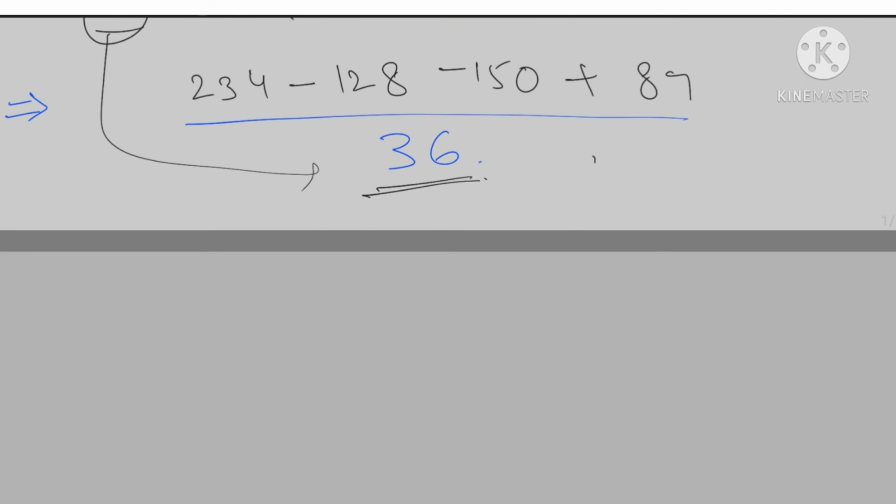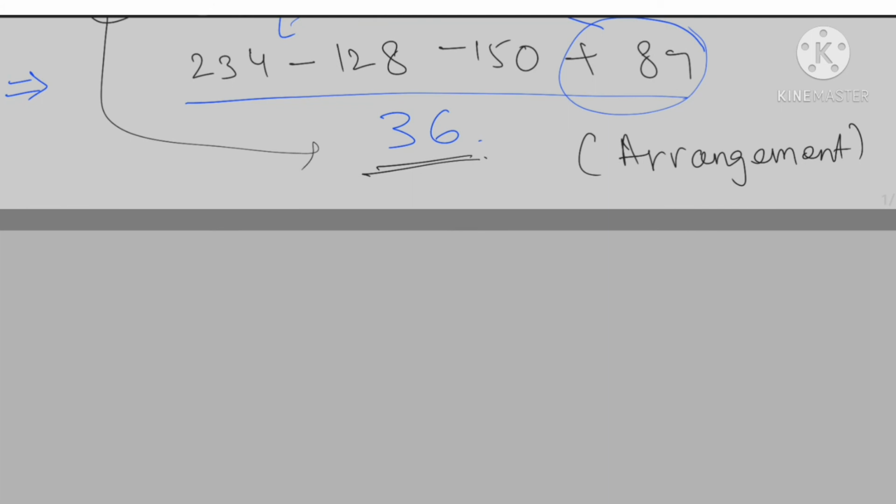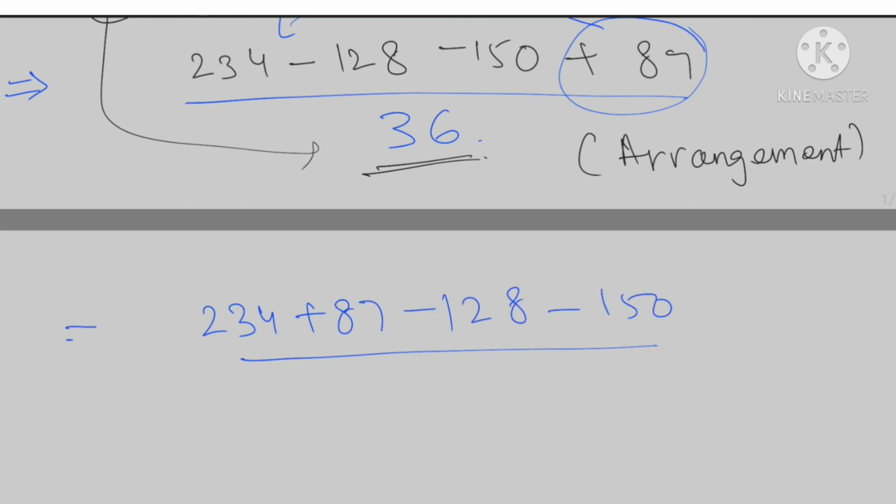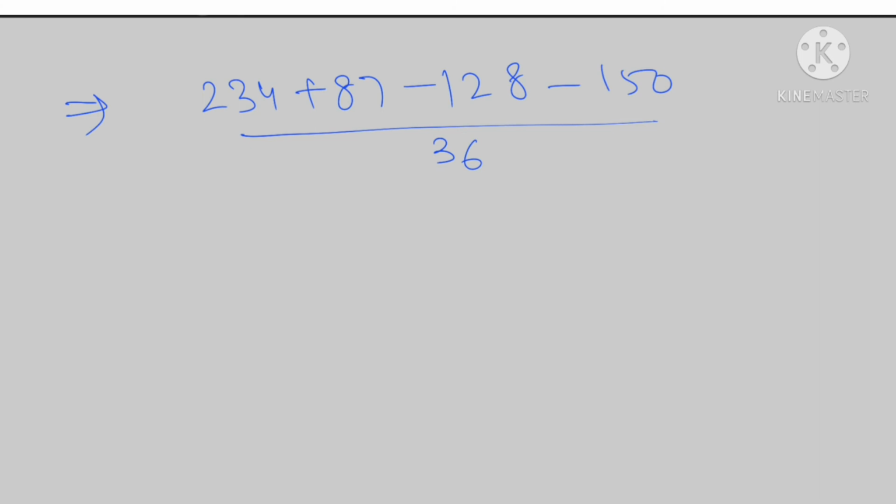Now over here we'll do some arrangement. That means what? This plus 87 will come first. Okay, simple as that. You can skip this step if you're mentally prepared, if you know what you're doing. Without this step you can also do the sum, but I'm towards the weaker section, so I'm just showing you this step. Okay, it will be 234 plus 87 minus 128 minus 150, by 36.